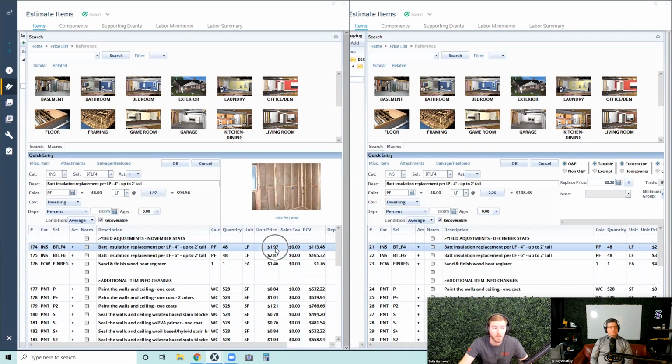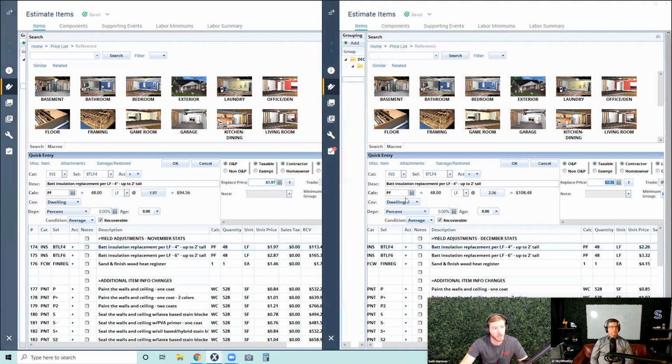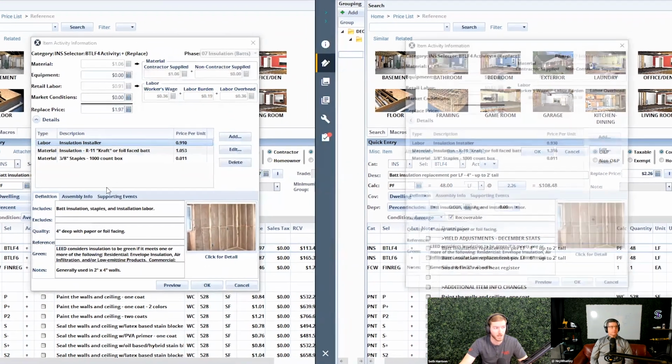First and foremost, I see a price change in the unit price from $1.97 in November to $2.26 in December. That's pretty significant. That's like a 10% increase in price. So this is where we need to go in and actually take a look at the numbers of what changed.